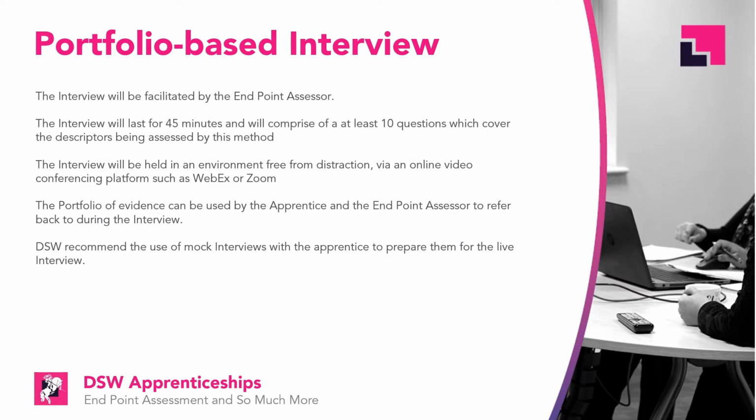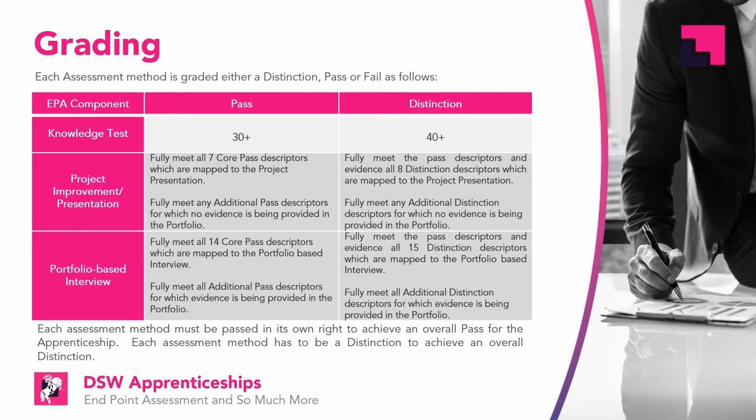It's recommended that apprentices review the content of the portfolio prior to the interview to make it easier for them to refer to it during the assessment. DSW will issue the grade and feedback to the training provider within 5 working days of the interview. Grading. Each assessment method is graded either distinction, pass or fail as follows. To pass the knowledge test, the apprentice must correctly answer at least 30 questions.